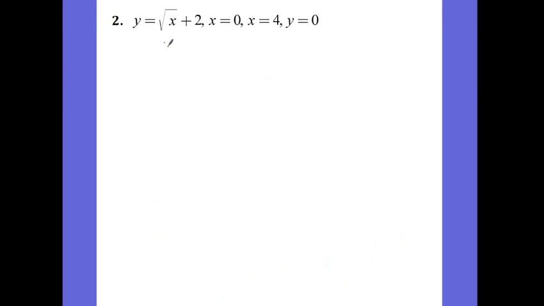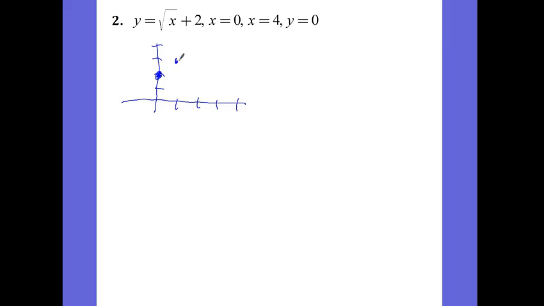This is defined by the function root x plus 2, the line x equals 0, the vertical line x equals 4, and y equals 0. Okay, so let's make a little graph of that. We know this. Okay, this is simply the parent function root x, vertically translated 2 units. So now it starts here. Instead of starting at 0, 0, it starts at 0, 2.